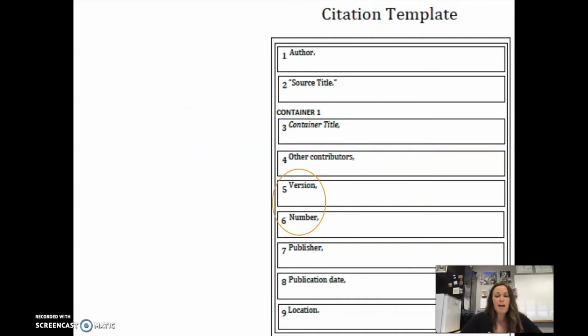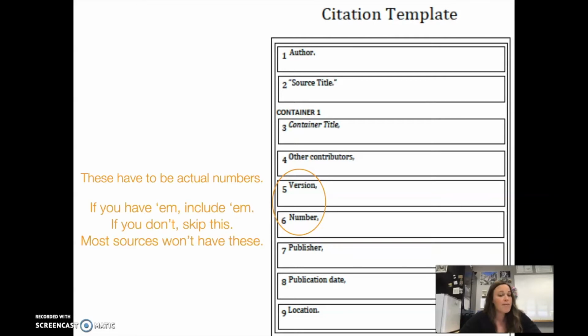Version and number I'm going to talk about briefly because they're not super common, but with version and number, these have to be actual numbers. Okay, so it can't be like version A, that's not a number, right? You can't say the deluxe version or whatever. It has to be an actual number. Again, if you have them, include them.